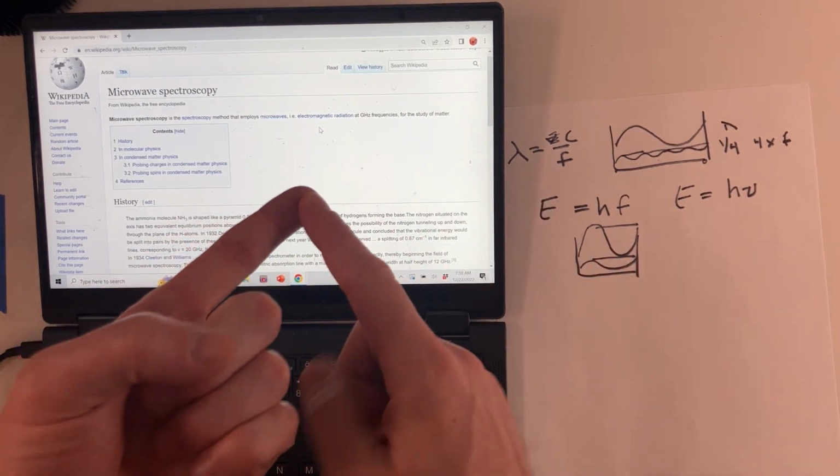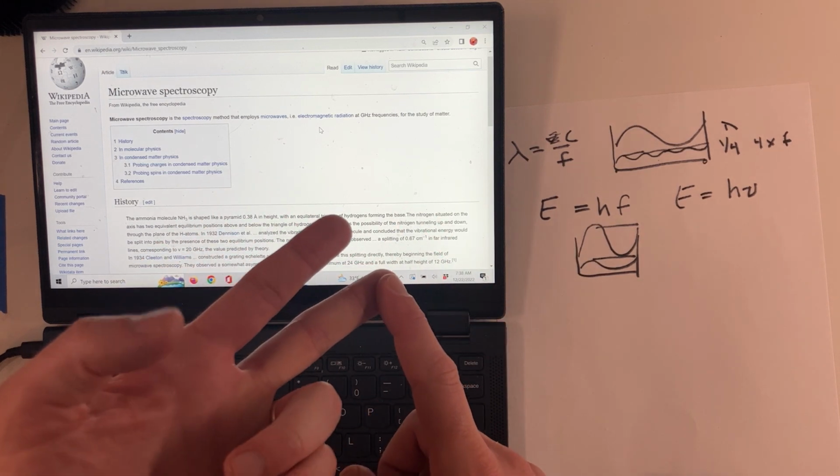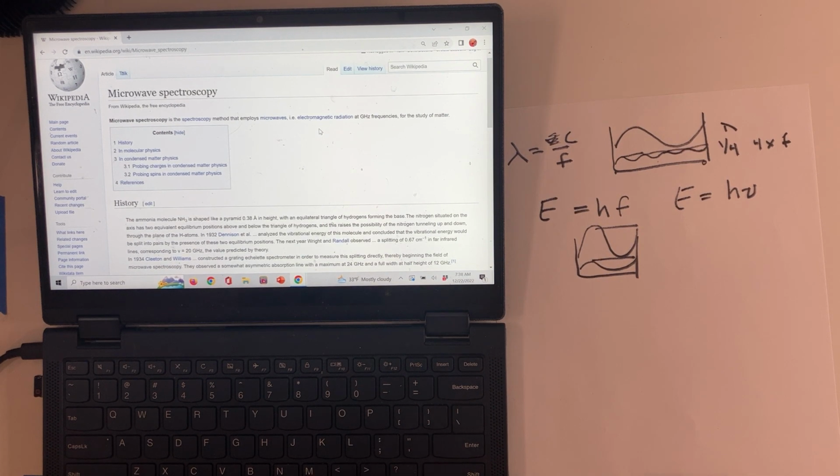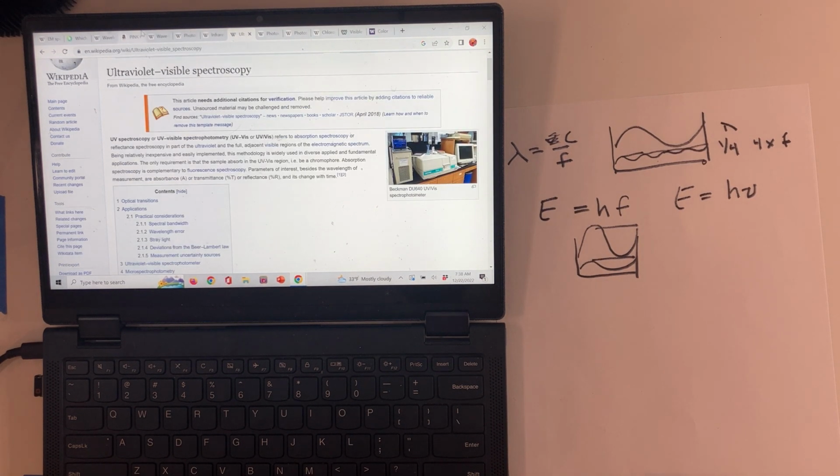But IR is vibrations, UV-vis is going to be atomic orbitals and energy gaps, and then microwave is going to be just rotation, just adding spin to the molecule. And so that's pretty cool.